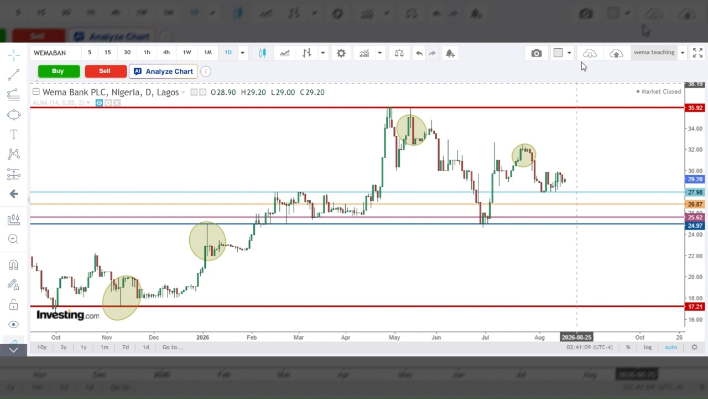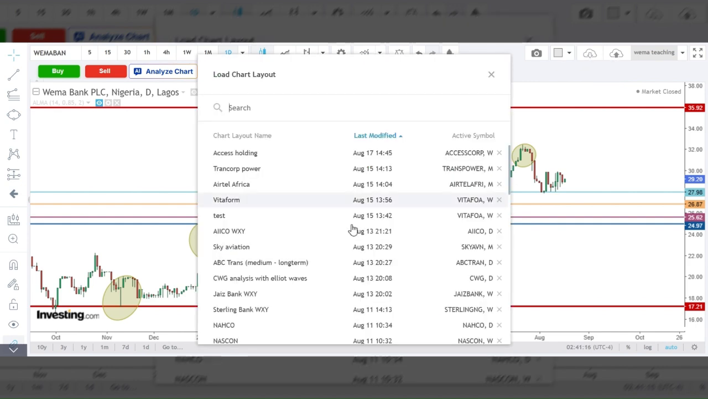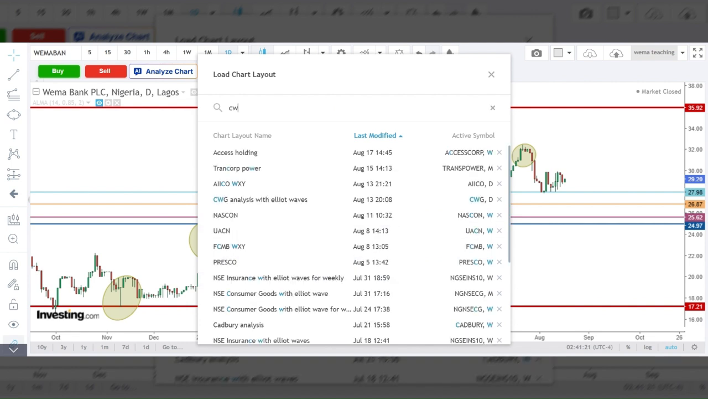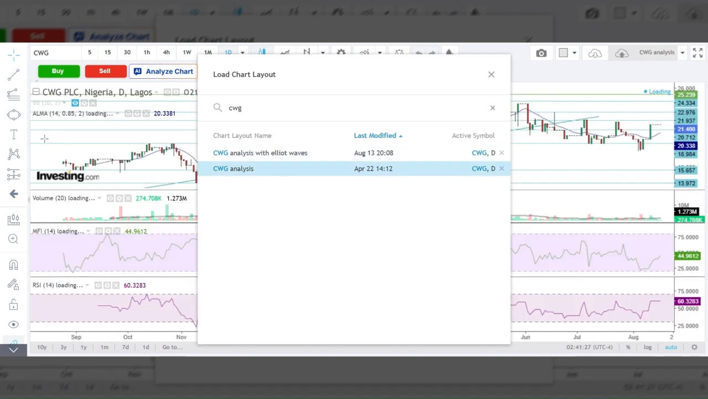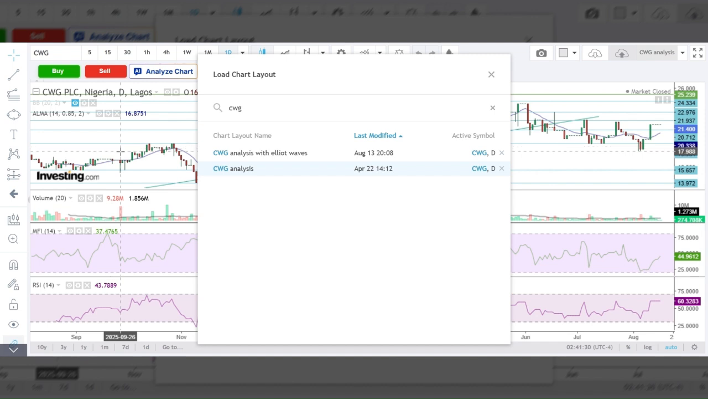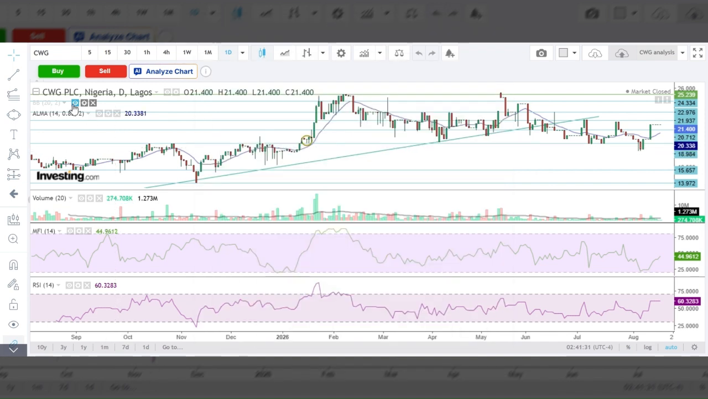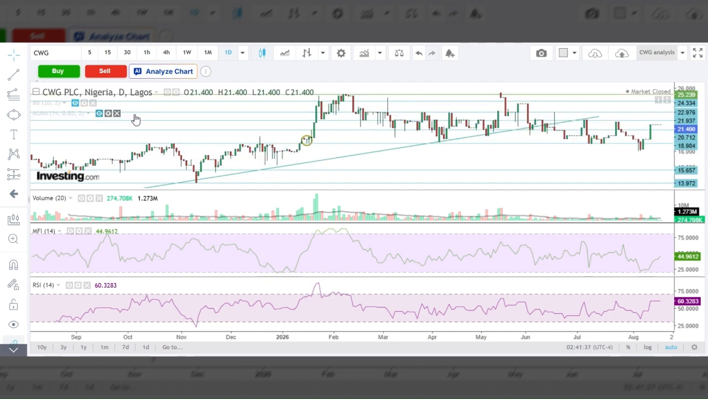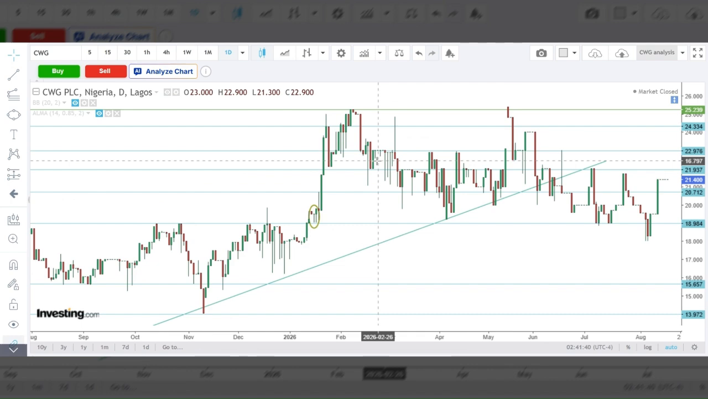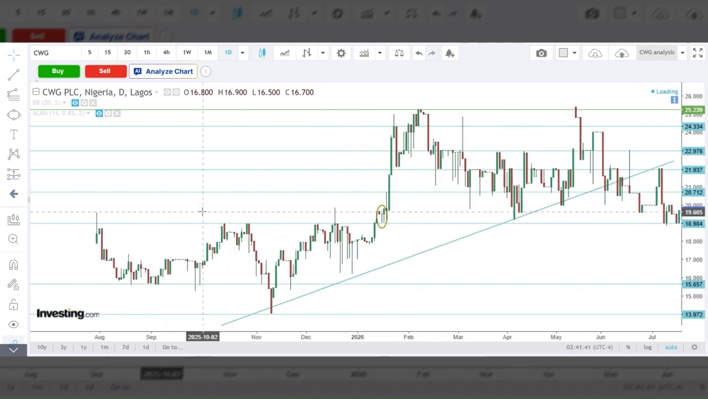Let me just give you a final example showing you how to combine support and resistance with candlestick patterns. Okay, so let's use CWG. No, I did this video before. I've done a video on this before, a long time ago. I'll just do a quick recap.